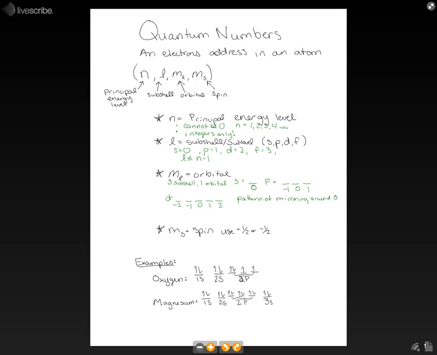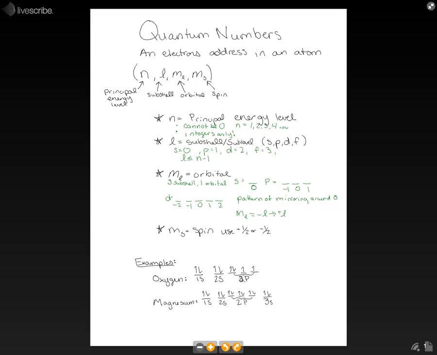And also, essentially, you know that M sub L can equal -L to positive L. So if we look at our L number, L for S is just 0. So -0 to positive 0 gives us just 0, which we said a second ago is true, because for S we only have 1 orbital, so it has to be 0. For P, our L value is 1. So coming to our M sub L value, we know we could have 3 of them, so we got -1 to 1, and if we do -L to positive L, we get, once again, -1 to 1. So that's a nice way to make sure you're doing it right.